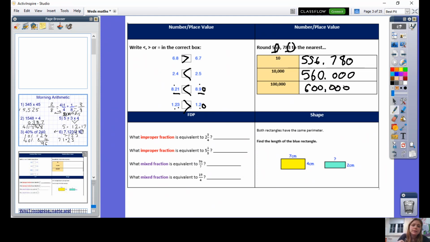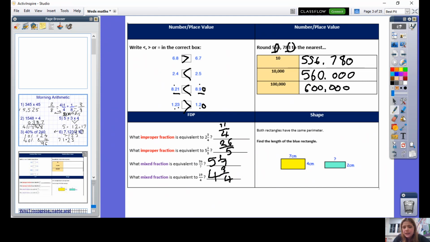Converting these improper fractions into top-heavy fractions, 2 times 4 is equal to 8. Add 3 is 11. That would be 11 quarters. 5 times 5 is 25. Add 1 is 26/5. The other way around now, how many 7s fit into 36? You can count in 7s if you're not sure. 7, 14, 21, 28, 35. It's 5 with 1 left over. 5 and 1/7. How many 4s fit into 19? Would be 4 and 3/4 left over.